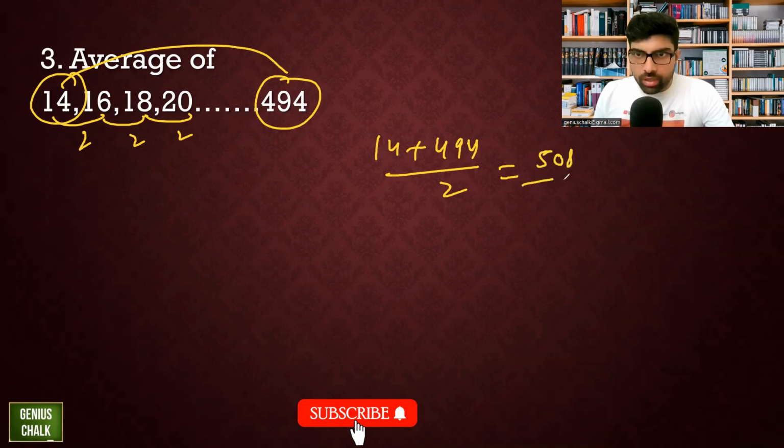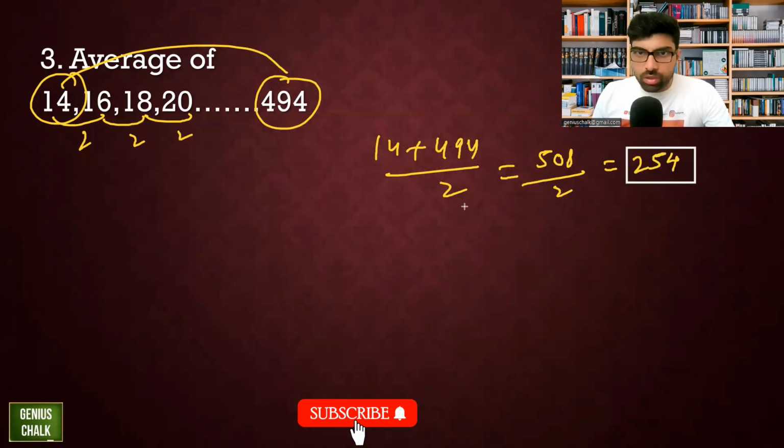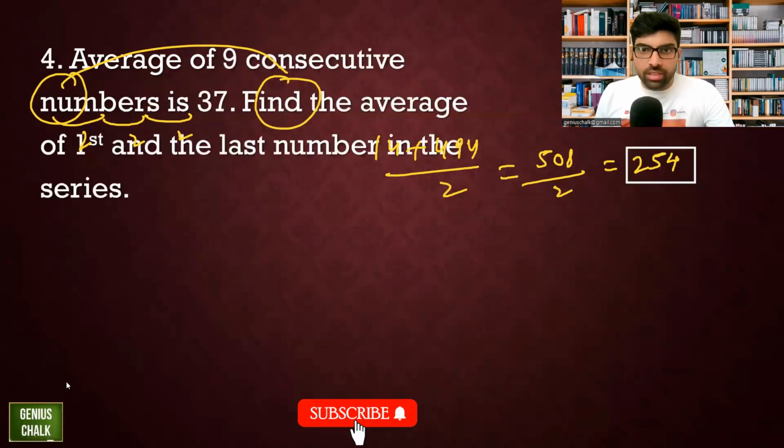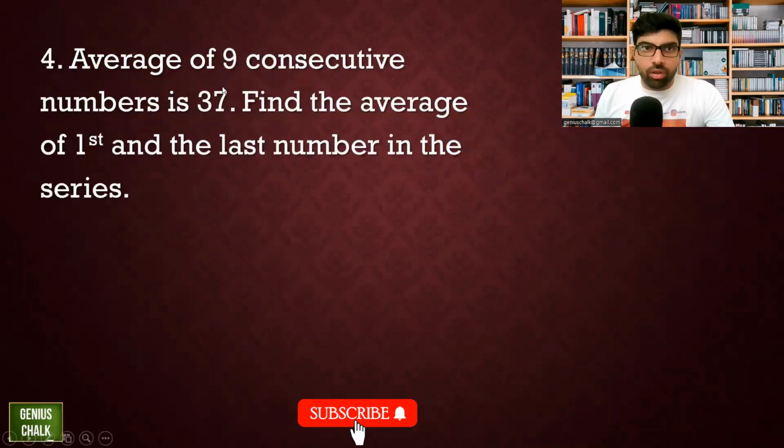506 will go. So 8 by 2. So this is 254. This is the answer. Next is, the average of 9 consecutive numbers is 37.